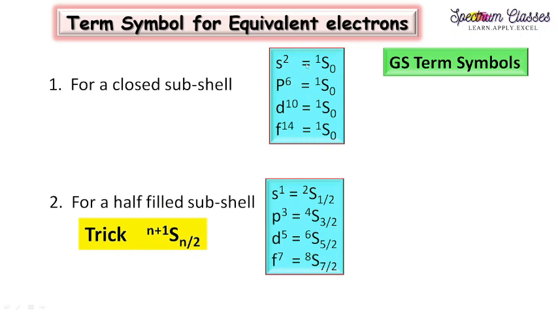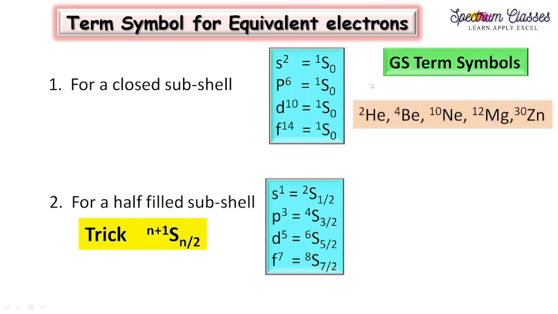Similarly here for the closed shell we are having 1S0. So please keep it in your mind. Right now I am showing you the ground state term symbol. So please remember this ground state term symbol. Other than this ground state term symbol, there are sometimes a number of terms. So I will show you an example of this type of case.